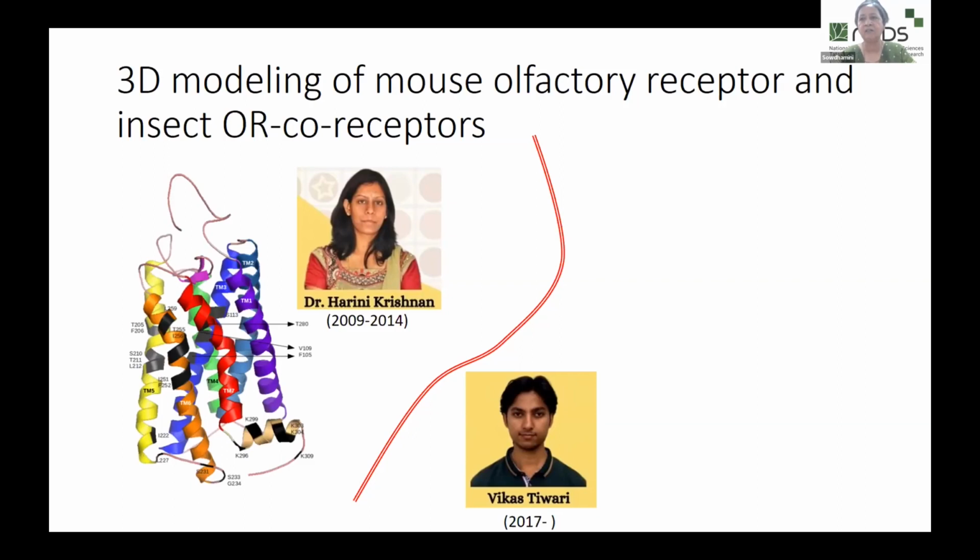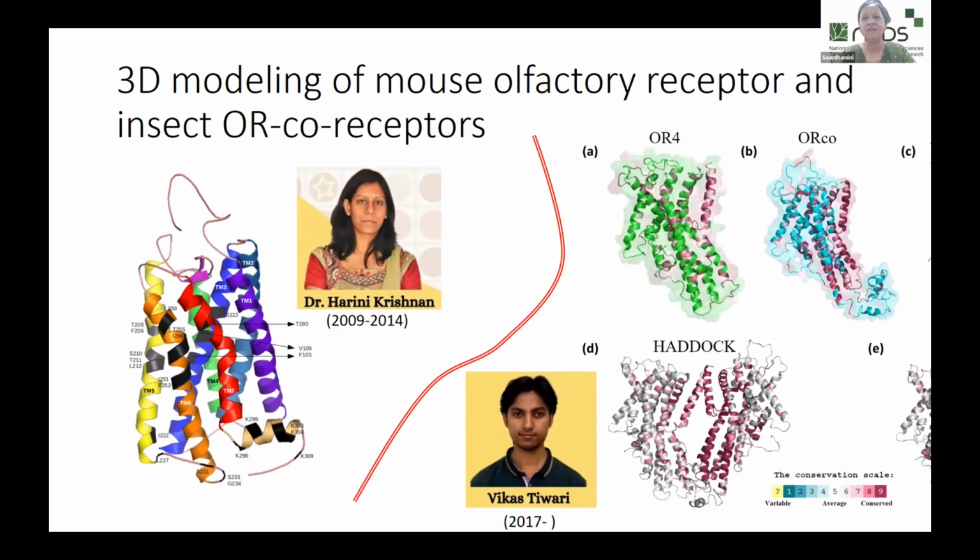However, what Vikas Tiwari is going to present is his experience of trying to model the insect ORs from the insect OR structure, and also how the OR and co-receptor might themselves interact with each other. So this is what we will be hearing in the second story. First from Harini on the modeling of mammalian ORs, and secondly from Vikas on the modeling of insect OR structures. I would request Harini to present the first part of this second story.